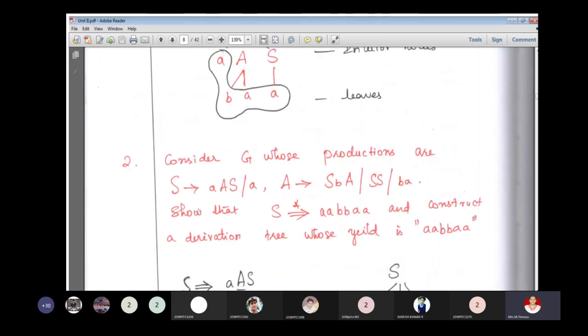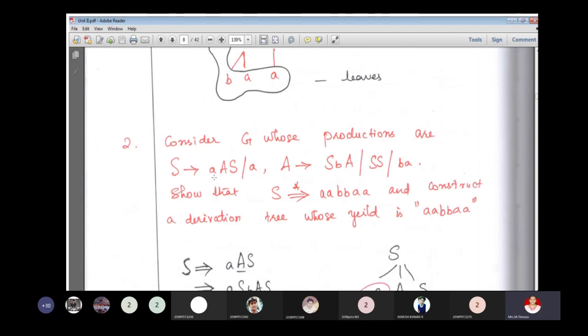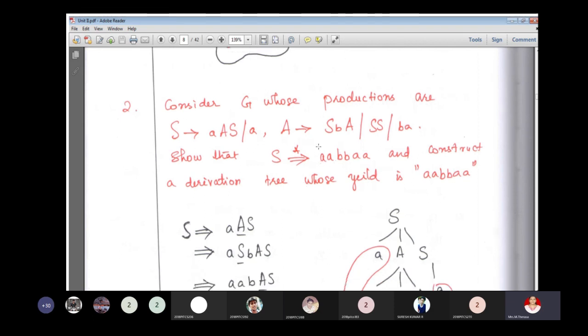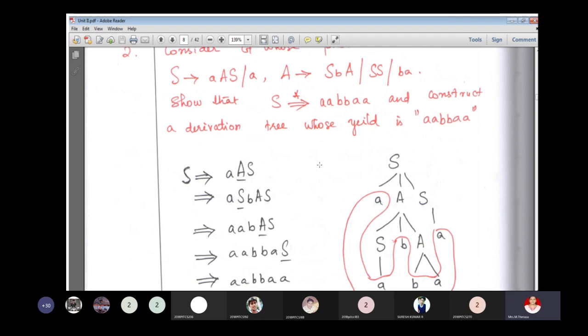Okay, next. Consider G, the grammar, whose productions are S → aAS or a, and A → SbA or SS or ba. Show that S derives aabbaa in multiple steps, and construct a derivation tree whose yield is this string aabbaa. So we are supposed to derive this aabbaa, and we have to construct a tree for that. Okay, how can you do it?